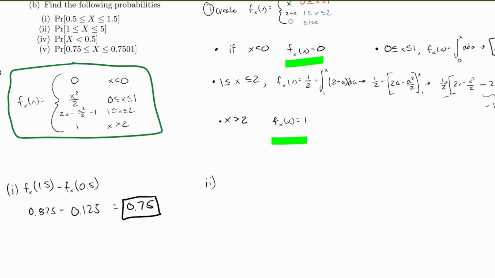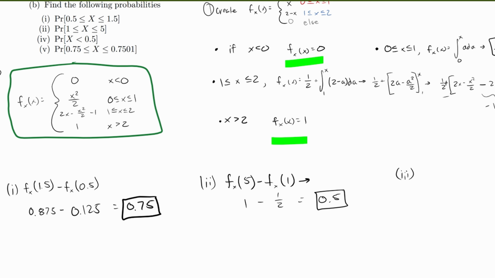Now we can solve the probability for part 2. It's going to be the same thing where we have our F(x), and we use the 5 first, minus F(x) of our 1. And we're just going to plug in these values. So we know 5 is greater than 2, so it's just going to be 1 here, minus our 1 is going to be inside of here, so it's just going to be a 1/2. And so this is going to be a simple 1/2 or 0.5.